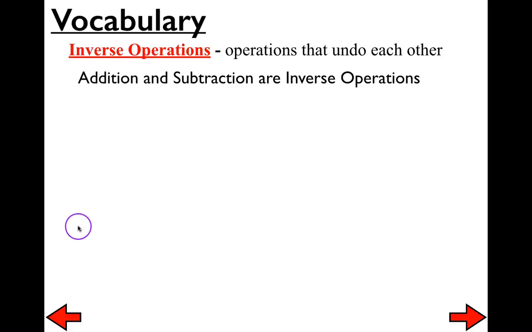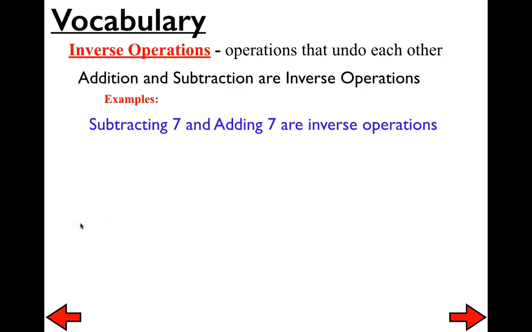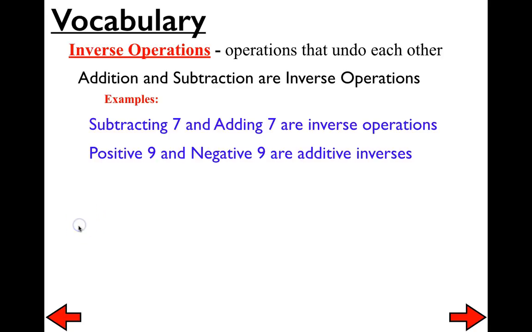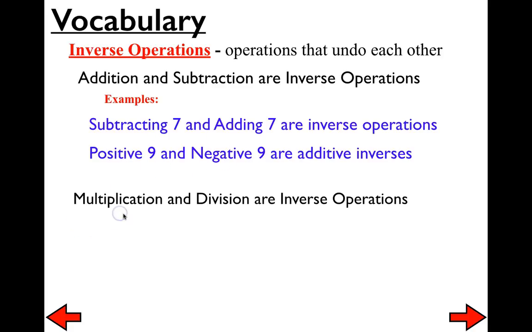Addition and subtraction are inverse operations. So here are some examples. Subtracting 7 and adding 7 are inverse operations. Positive 9 and negative 9 are additive inverses. And again, basically the two numbers add up to 0.